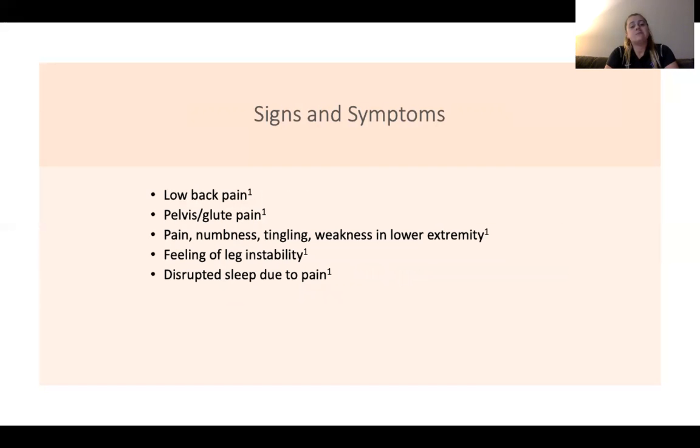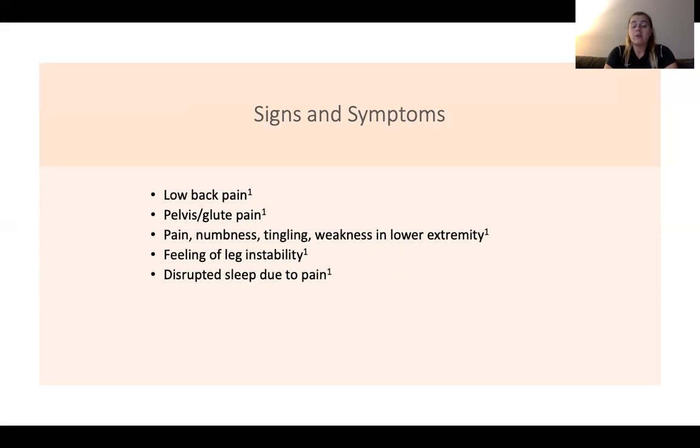So signs and symptoms of an SI joint pathology: low back pain, pelvis and glute pain, numbness, tingling, or weakness in the lower extremity, a feeling of leg instability, not so much in the ankle or knee, but more around that hip joint, and honestly, disrupted sleep due to pain.